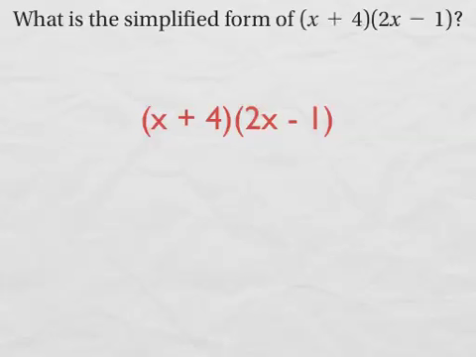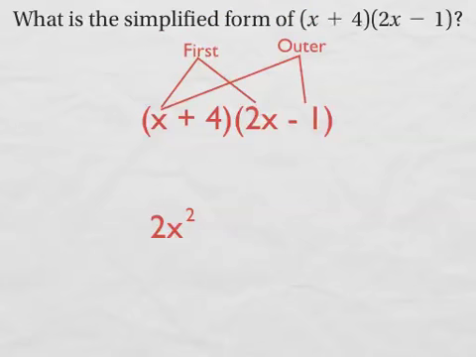F means I need to multiply the first terms of each binomial first. In this case, my first terms would be x and 2x. So x times 2x is 2x squared. My outer terms in this case are x and negative 1. Notice that's my very first term and my very last term of the two binomials that I'm multiplying. So x times negative 1 is negative 1x, or just negative x.